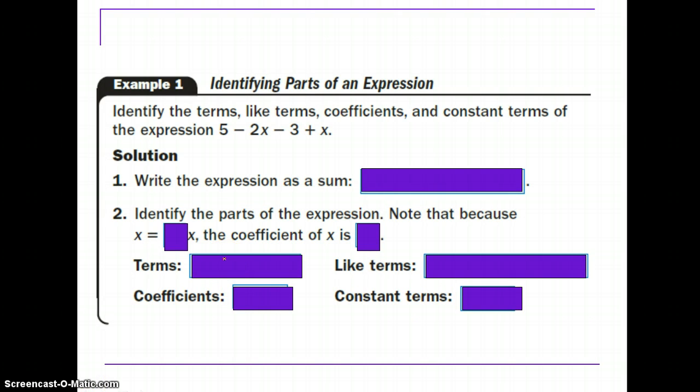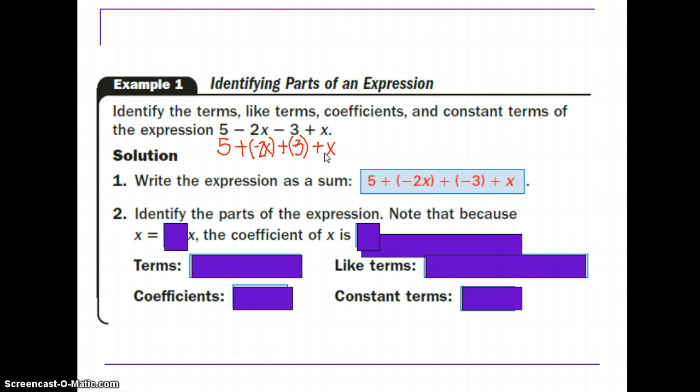Example 1. Identify the terms, like terms, coefficients, and constant terms. First of all, we need to change all of our subtractions into adding, because in order to identify the parts, everything needs to be adding. So instead of subtraction, let's change it to plus, but because I changed subtraction to addition, the 2 becomes negative 2. Okay, remember, same, add, opposite. Subtraction, change it to addition, 3 becomes negative 3, and this was already adding. And there is what we just wrote.